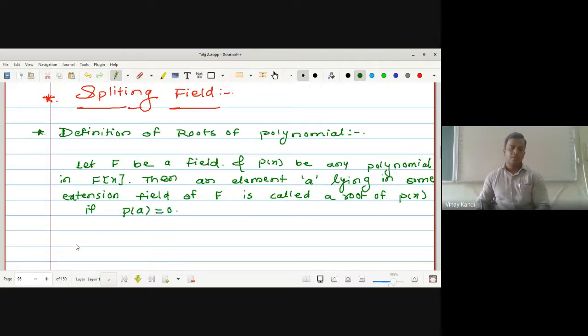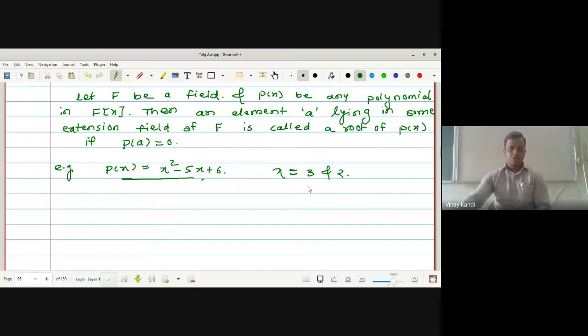Any doubt in the definition? For example, suppose P of x is equal to x square minus 5x plus 6. What are the roots of this polynomial? x is equal to 3 and 2. Is it correct? Yes sir. So a is equal to 3 and 2, these are the roots of this polynomial.